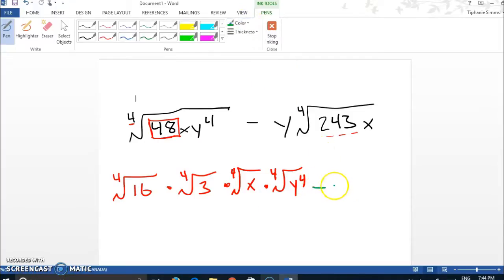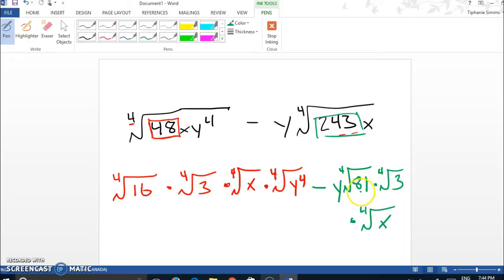Minus y. Now I'm going to break this up. This is going to be y times the fourth root of 81 times 3, which gives me 243. So that's the biggest one. Times the fourth root of 3 times, I'll run out of room, but you get the idea, the fourth root of x. Again, 243, I just broke that down. 81 because 3 times 3 times 3 times 3 gives me 81. So that's the biggest perfect fourth power you get out of this.